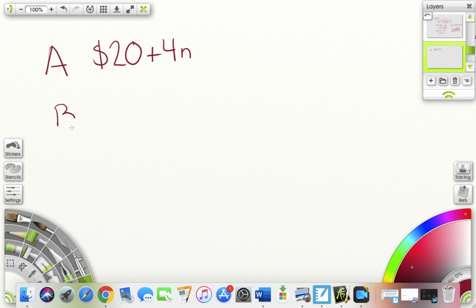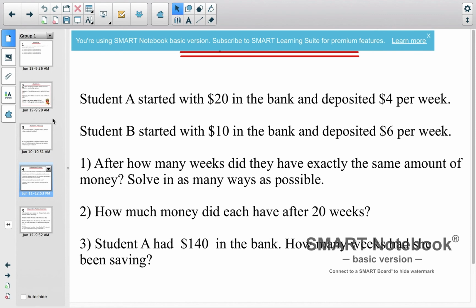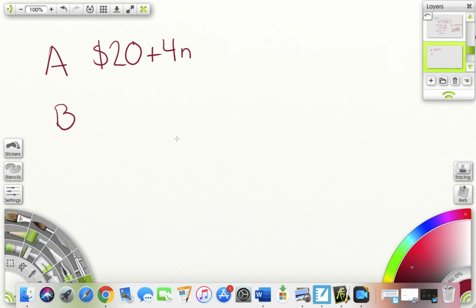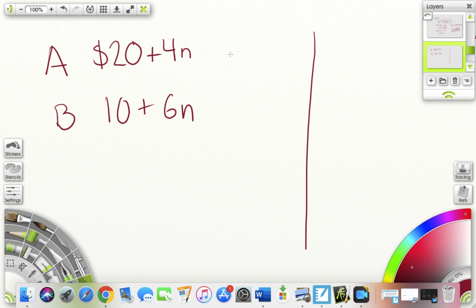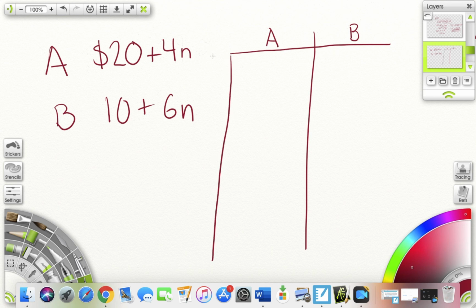Student B was $10 in the bank and deposited $6 per week. So in this case, it's $10 plus $6 times the number of weeks. I'm trying to figure out how long it takes for both of them to have the same amount of money. So I'm going to make a chart. Is A and B, and sorry, this is not going to be the neatest thing in the world. So N is the number of weeks, and here's the number of weeks.